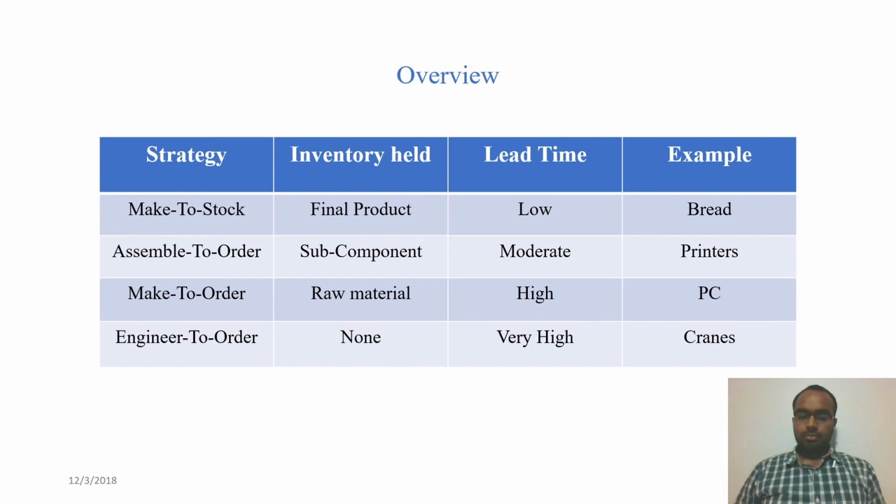Engineer to order, the final type of strategy. We don't hold any inventory before a customer order is received, therefore there is no inventory held. The lead times are considerably very high compared to the previous 3 types of strategy. This is because we start off the product design process only after the customer requirements are completely known and the customer order is finally placed. A typical example for a product which follows this type of strategy is crane.